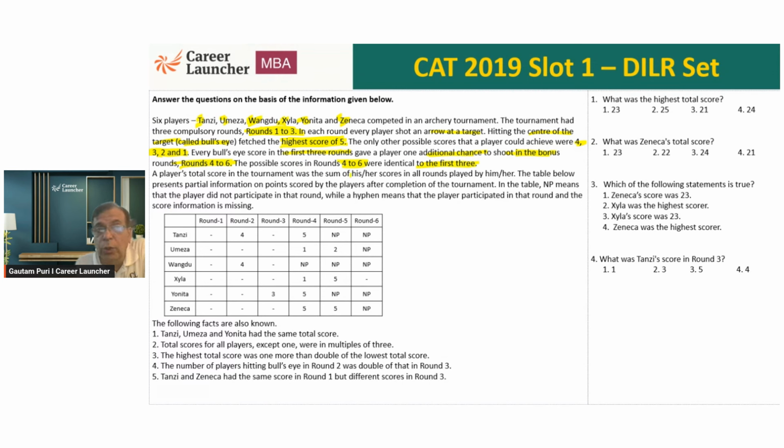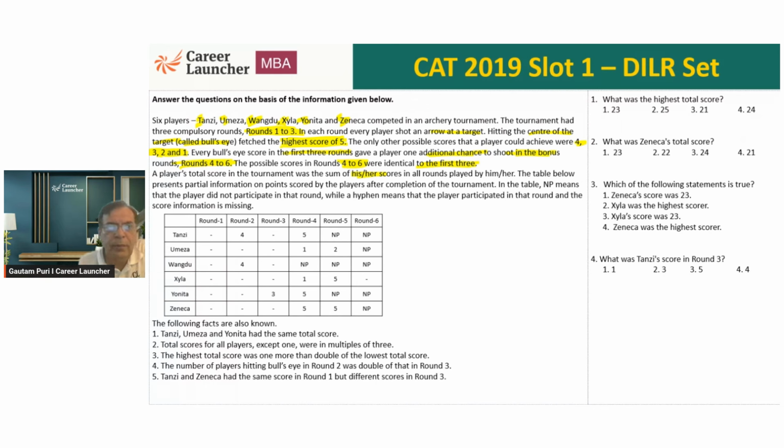Player's total score in the tournament was the sum of his or her scores in all the rounds played by him. So if you have played only 3 rounds, your score will be out of 3 rounds. If you played 4 rounds, because you had 1 bullseye, then the score up to the fourth round will also be added to yours. If you get 3 bullseyes in the first 3 rounds, you'll play 6 rounds, and your total score will be the sum of the points in all the 6 rounds.